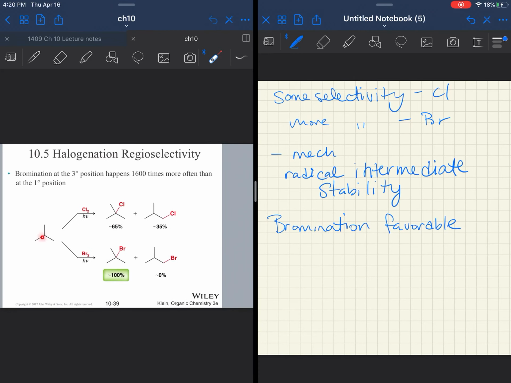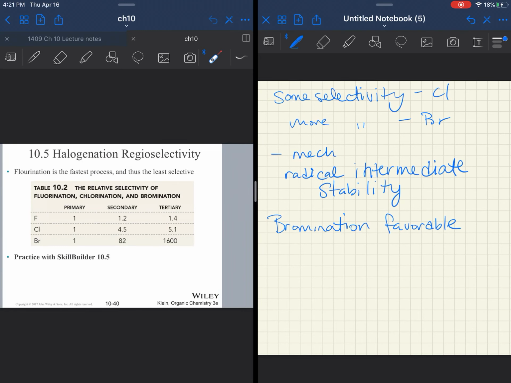All right, you start adding in a tertiary position. There's a hydrogen right there. It's going to be a little bit more selective for chlorine, but not much. We went to 65-35 over 60-40. But by the time we go with bromination, you are only making that more substituted alkyl bromide. It's happening 16 times faster, or not faster, more often. And so you're getting a negligible amount of that primary alkyl halide.